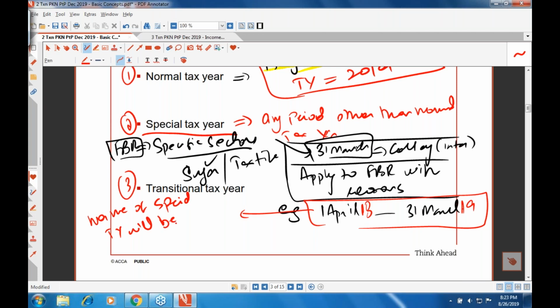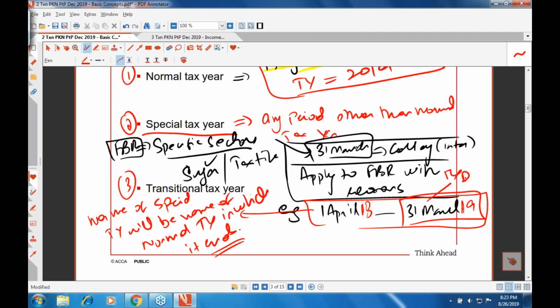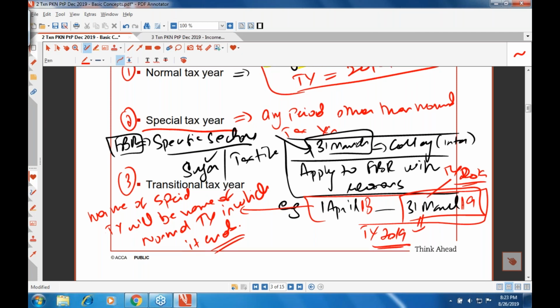The name of a special tax year will be the name of the normal tax year in which it ends. For example, in this specific case, it's ending on 31st March 2019, so it's ending in the normal tax year of 2019. So we are going to name it special tax year 2019. Now let's move a bit further.